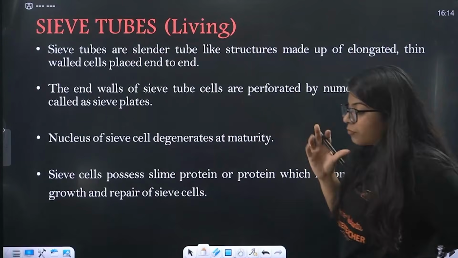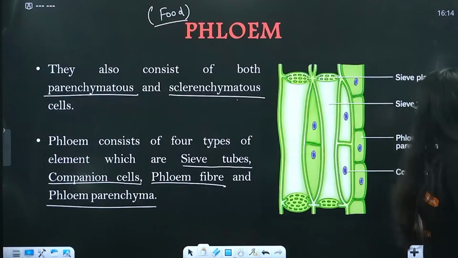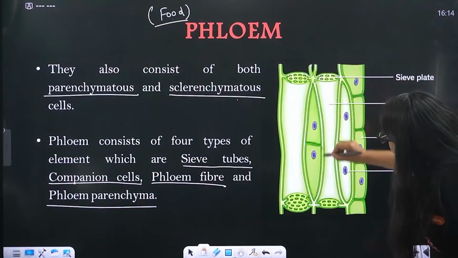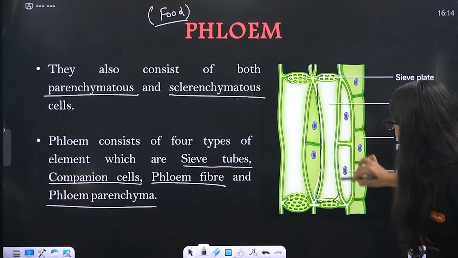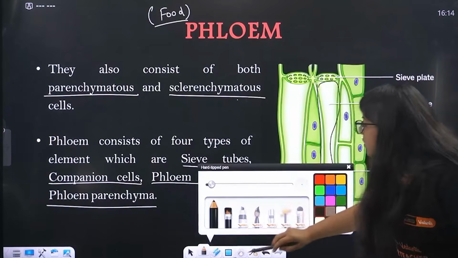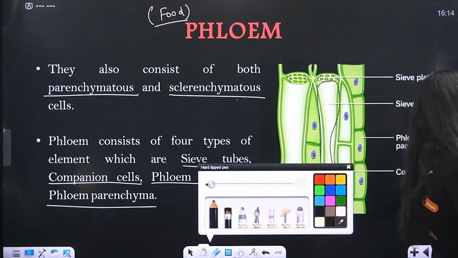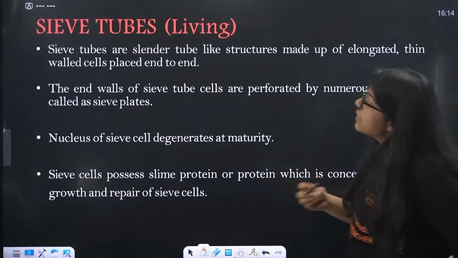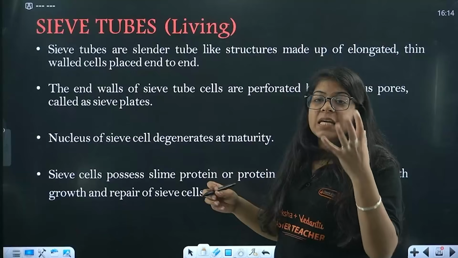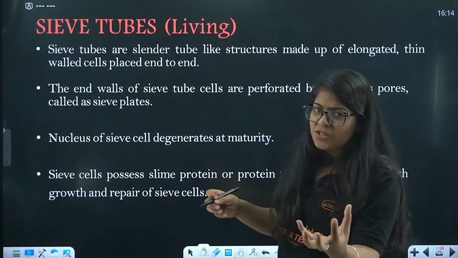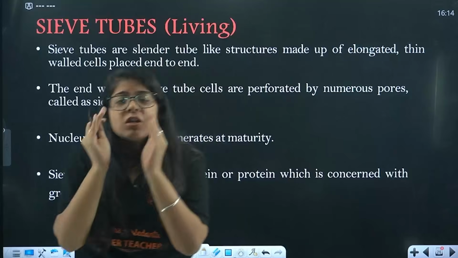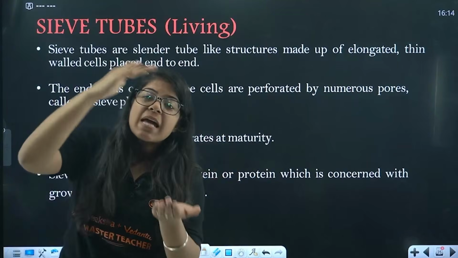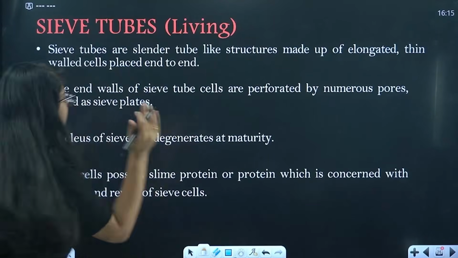Now beta, sieve tubes. What are sieve tubes? These are the tubes that are visible to you. They look like tubes, right? So these are called sieve tubes. Beta, these sieve tubes are simply a tube-like structure. Okay, and they are very elongated. They are very thin-walled, and they are placed end to end with each other.